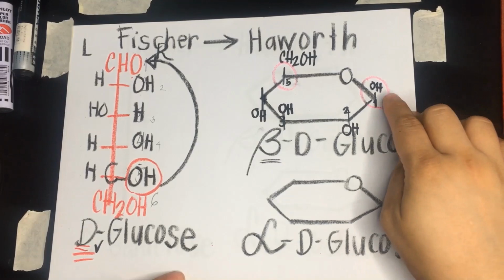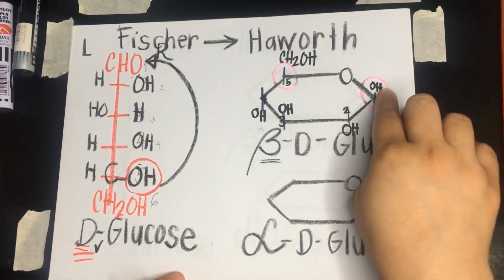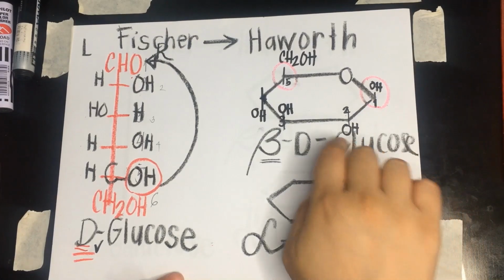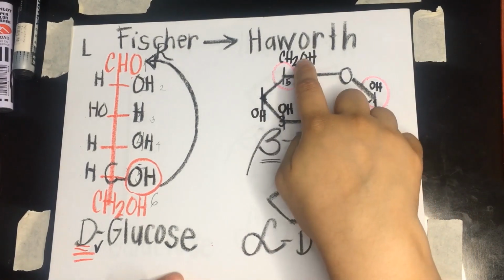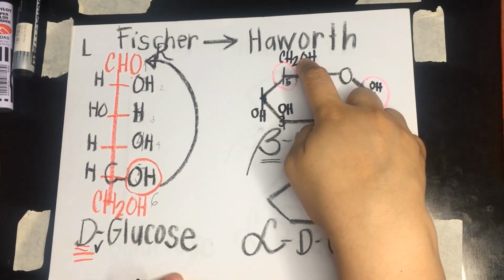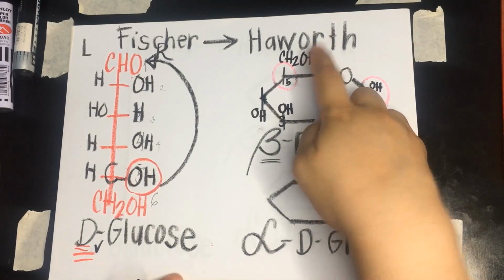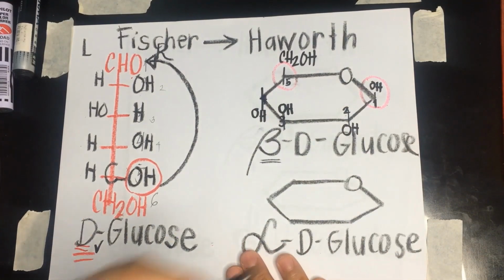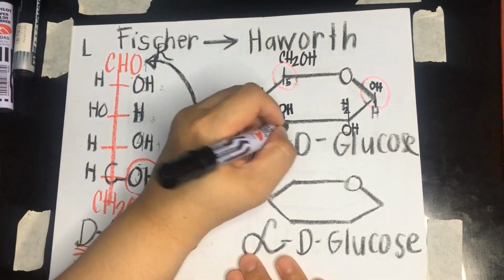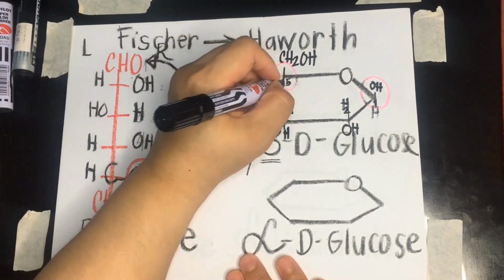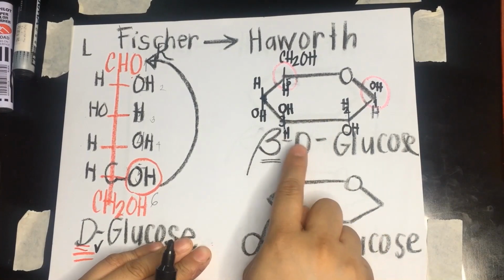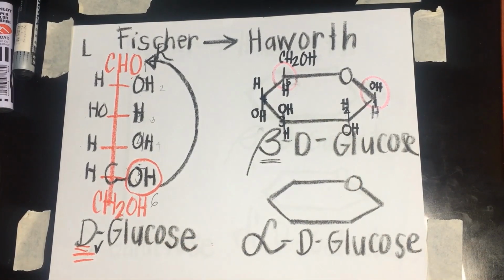Next, let us double check if all of our hydroxyl groups are present in every carbon. So, we have carbon number 1, carbon number 2, 3, 4. Carbon number 5, the only thing that we move here is the CH2OH, and we follow the D configuration. Okay, they are complete. Now, let's complete the pair. We just put hydrogen on the opposite sides. So, this is now our beta-D glucose.